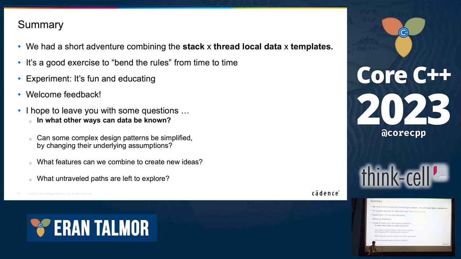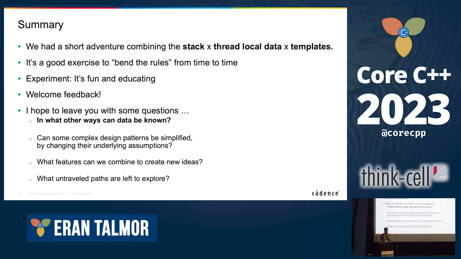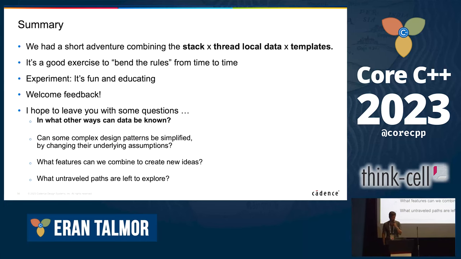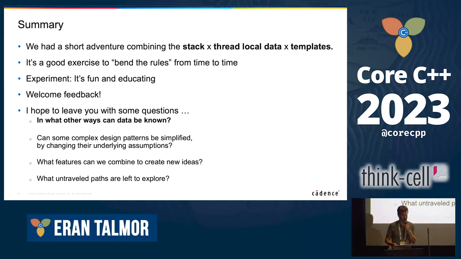And I hope to leave you with some questions, like in what other way can code know data? We're used to thinking in very strict categories. Can some complex design patterns be simplified if we change some underlying assumptions that we take for granted? What other features can we combine to create new ideas? And in general, what untraveled paths are left to explore?